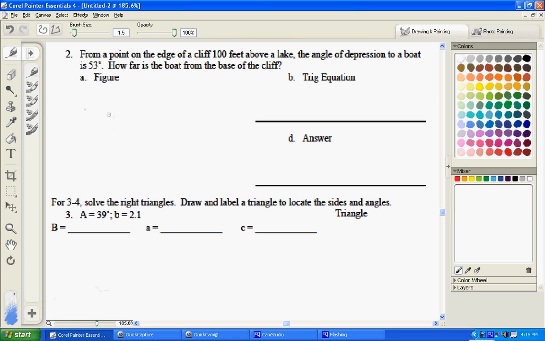On number 2 on your test review, it says from a point on the edge of a cliff 100 feet above a lake, the angle of depression to a boat is 53 degrees. So let's get that part written in, right? So we got a cliff, and we got this guy standing up there looking down at the water. And yeah, I'm on a paint program, so we might as well just have some fun with it. And he's looking down at a boat. Let's say it's a red sailboat, just because that seems like a fun thing to do. And then from there, the guy is looking down from up here.